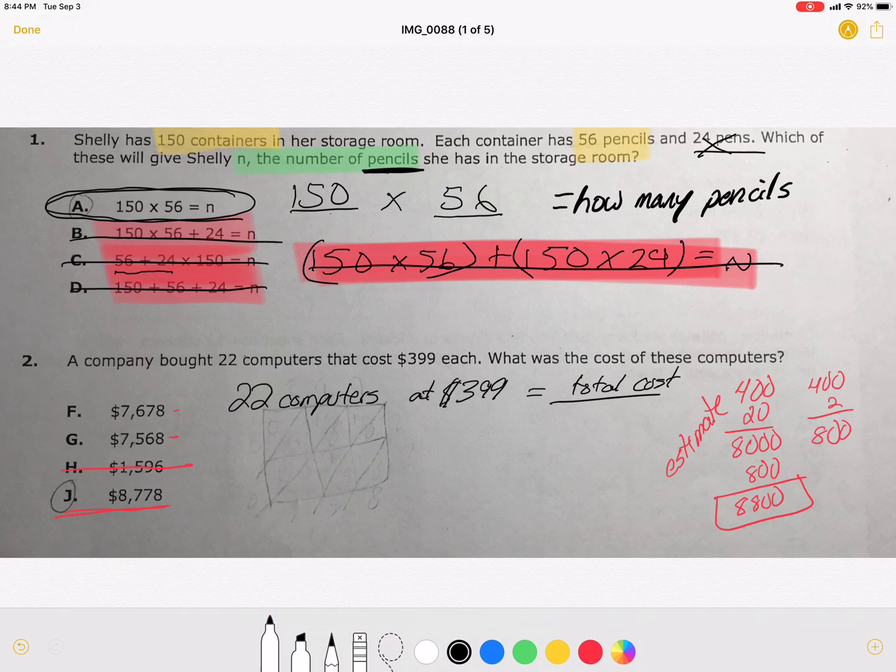So let's do this with the box method, the array. We're going to expand out 399. So 300 plus 90 plus 9. And then we're going to expand out 22 into 20 and 2. And we draw our array. A little plus sign there. Now you could do this with a standard algorithm, and there's absolutely nothing wrong with that. I'm doing it this way just to show a different method.